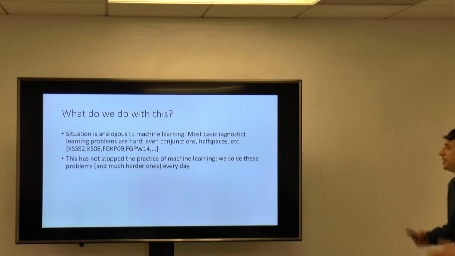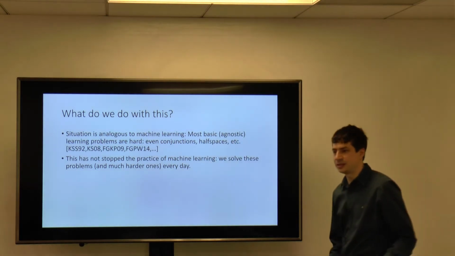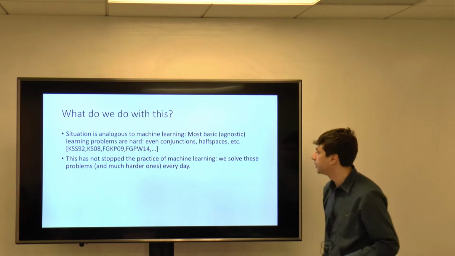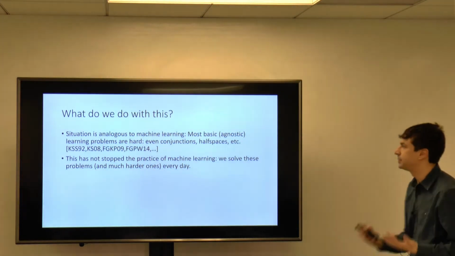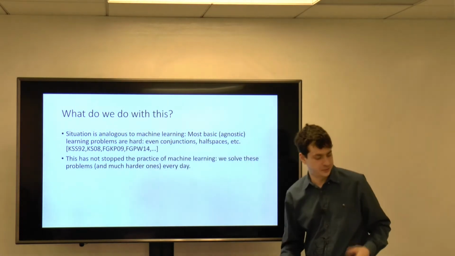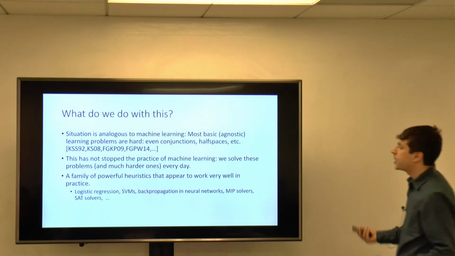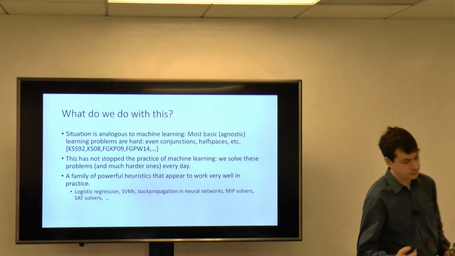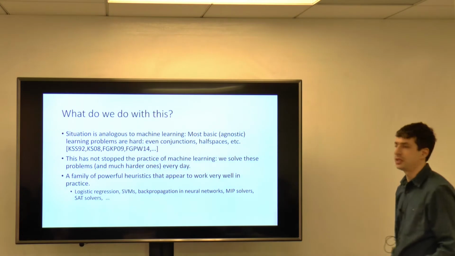I mean, we solve linear classification problems all the time. We have for many years. This is the problem that support vector machines solve, the problem that logistic regression solves. And we solve much harder learning problems as well. Somehow it seems like this worst case hardness hasn't meaningfully impacted the practice of machine learning. This is in part because problems that are hard in the worst case can be solvable in practice with lots of heuristics that have been developed over the decades.